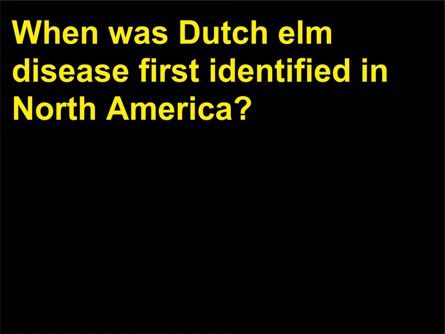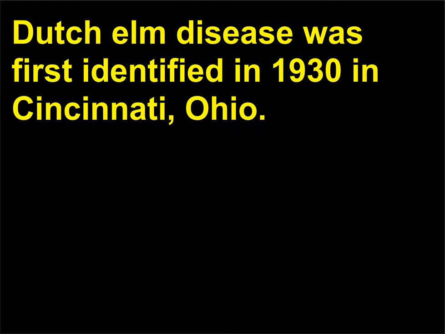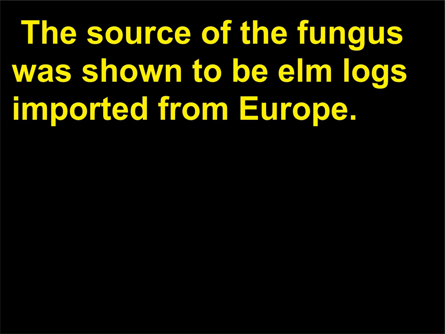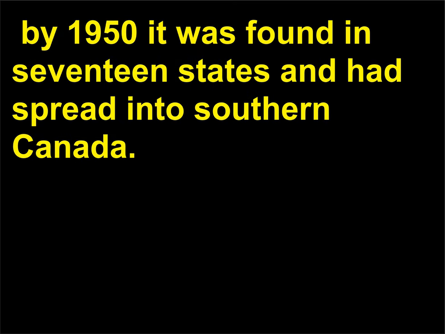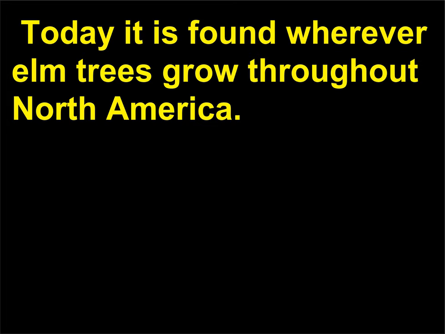When was Dutch elm disease first identified in North America? Dutch elm disease was first identified in 1930 in Cincinnati, Ohio. The source of the fungus was shown to be elm logs imported from Europe. By 1940, the disease had spread to 9 states. By 1950, it was found in 17 states and had spread into southern Canada. Today, it is found wherever elm trees grow throughout North America.